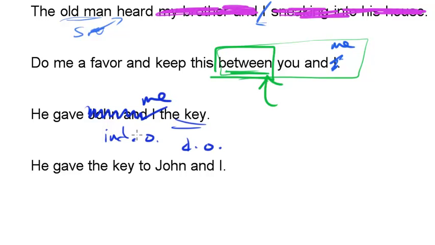Last one, he gave the key to John and I. Again, another case of overcorrection. It should be to John and me. Why? Well, John and I, in this case, is an indirect object, right? We are the indirect beneficiaries of the key. We're not the thing being given, but we are receiving the key nonetheless. So therefore it should take the objective case, but also we have a preposition here as well, to John and me, and any pronoun that comes after a preposition must take the objective, so this must be me. Okay, so that's it for case.